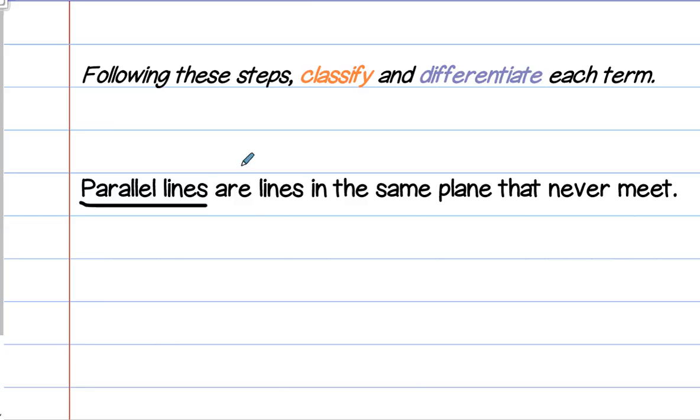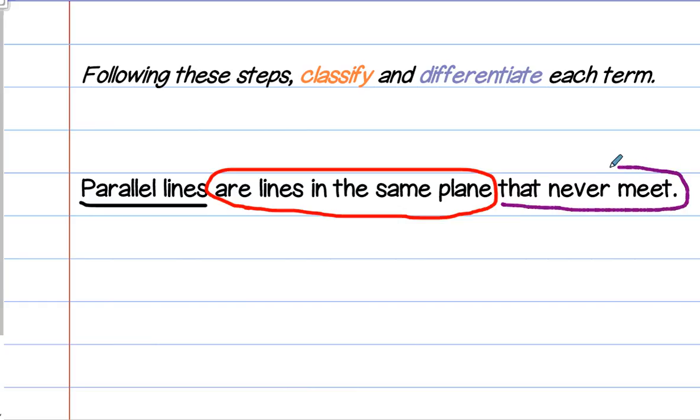Okay, now how am I classifying them? How am I making them more specific? Okay, I'm saying that they are lines in the same plane. Now, the reason it's important to say same plane is because if we're talking about lines that never meet, and we don't have the same plane in there, it could get confusing, okay? Now we're going to differentiate. How is this different than any other line? Well, they never meet, okay?